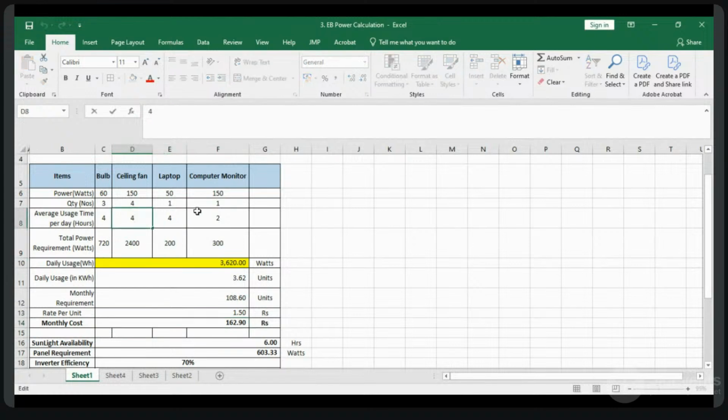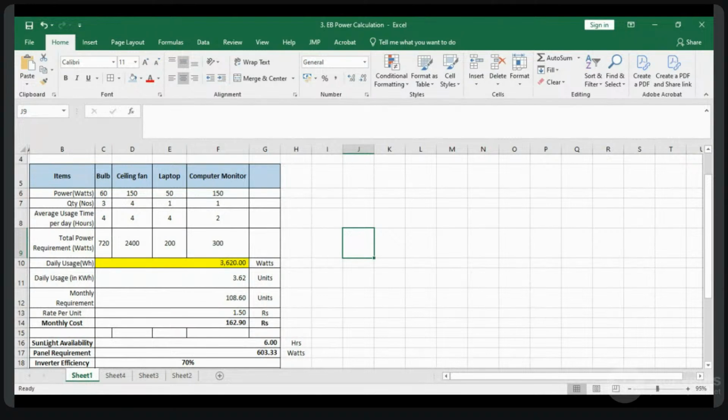We can change this. I will share this Excel sheet with the coordinator. Suppose we change the fan usage from 4 hours to 8 hours, the monthly cost will change. Even if we change the usage per day, it will change. We designed this power calculation sheet, and I will share it at the end of the session. The monthly usage cost is generally 160 rupees.